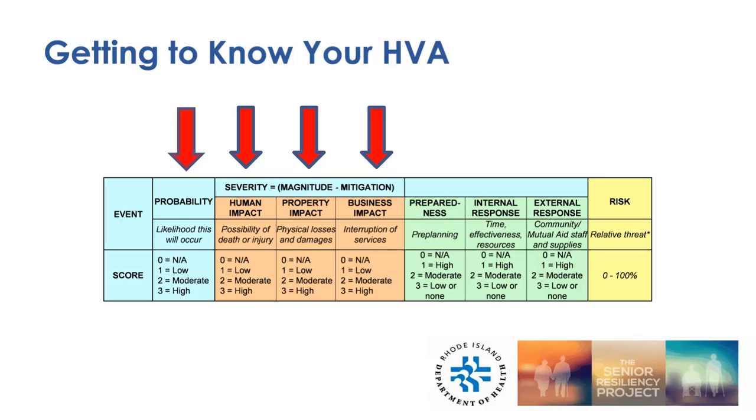The following columns are related to mitigation by reviewing how well your facility is prepared. These include preparedness, or how prepared your organization is to respond to this event; internal response, or the internal resources your organization currently has to respond to the event; and external response, or the external support your organization currently has to respond to this event. The right-hand column is a tally of all the other columns. This column indicates the overall threat of each of the risks.